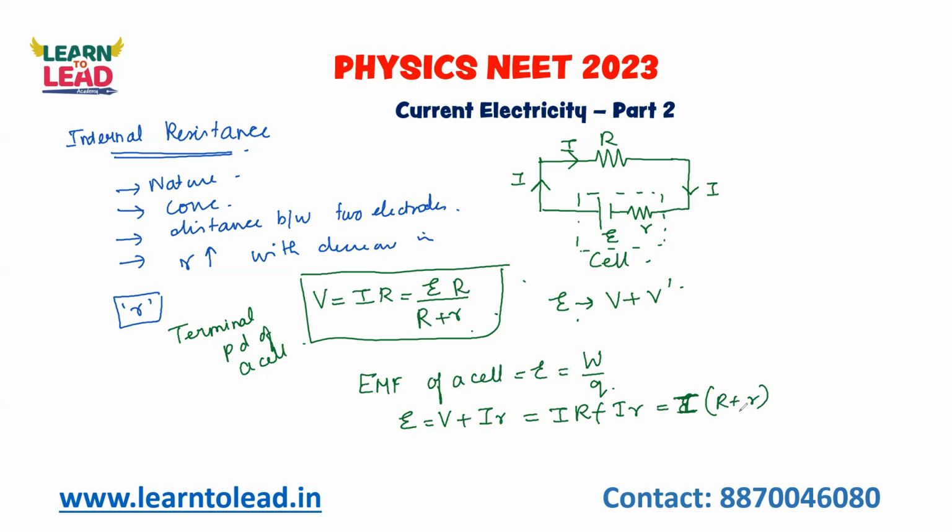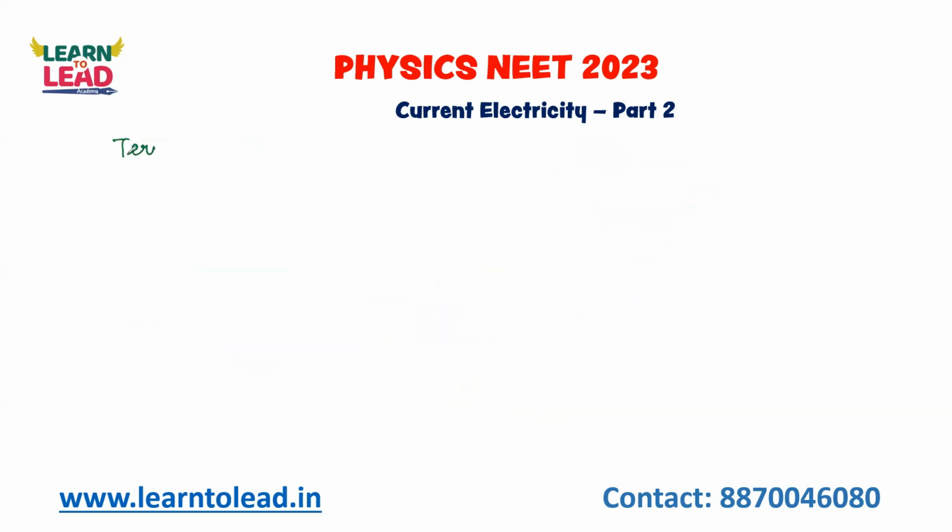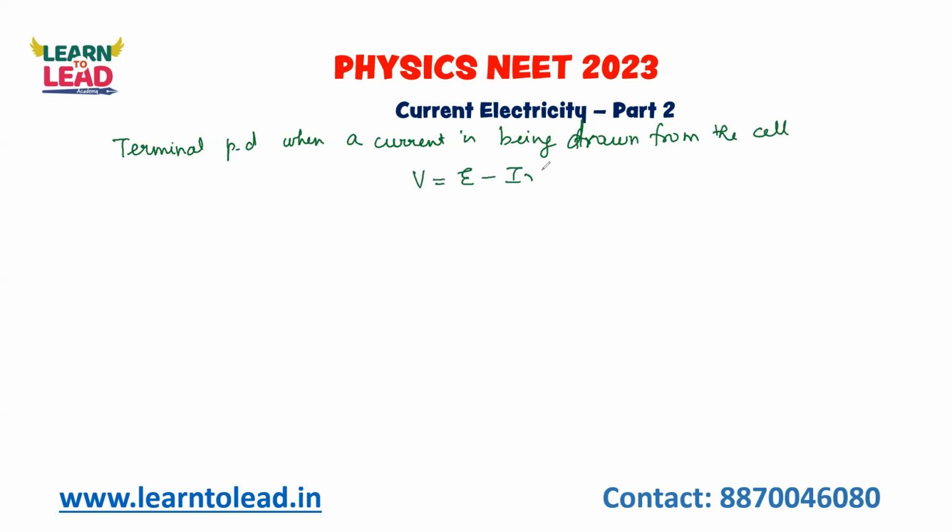Okay, now see here. Next, you need to know what is the terminal potential difference. What is the terminal potential difference when a current is being drawn from the cell? Current வந்து நான் செல்ல இருந்து எடுக்கிறேன் அப்படின்னா அப்போ potential difference என்ன? V is equal to EMF minus Ir.